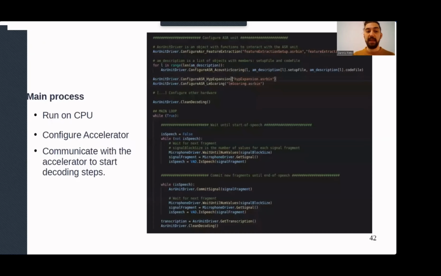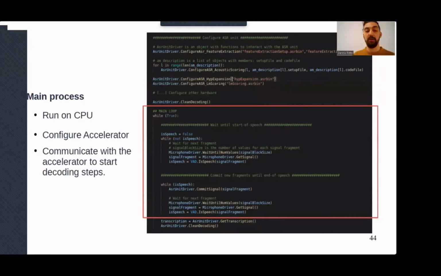So, in the following slides, we can see the code snippets for some of the kernels. The first one is the process that runs in CPU. It first configures the accelerator and then enters the main loop, which fetches audio values from the microphone and sends commands to the accelerator to start decoding steps.